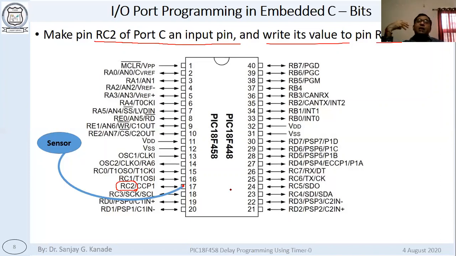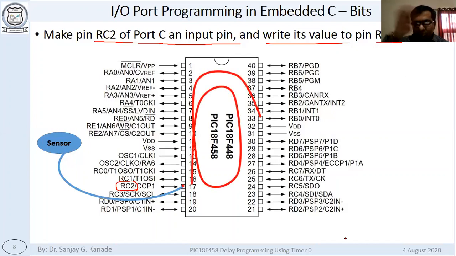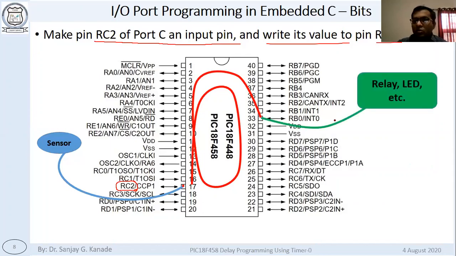Based on that, let's say I want to turn on or off my pump, and that will be done, obviously, through a relay. So let's say this RC2 value, whatever is coming from the sensor, I will do something inside the microcontroller and I want that value to go to RB0. RB0 may have a relay or simply an LED, just an indicator that the level is full or not. This is just a very basic idea of how we may design our system.